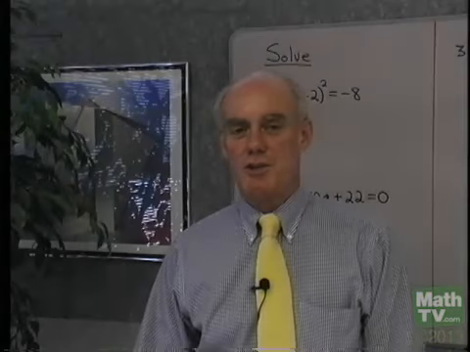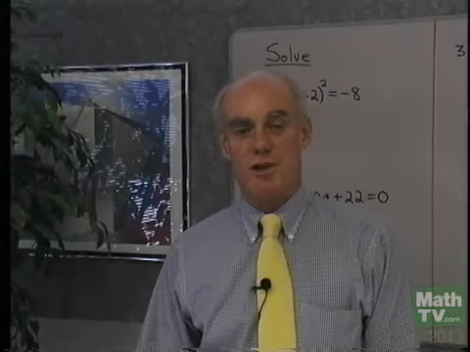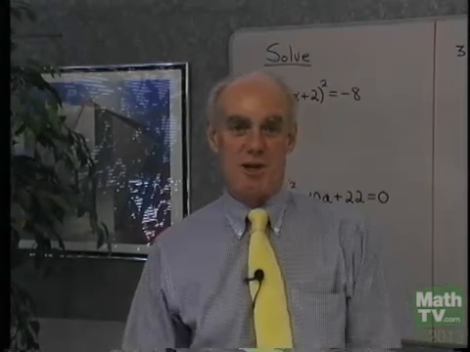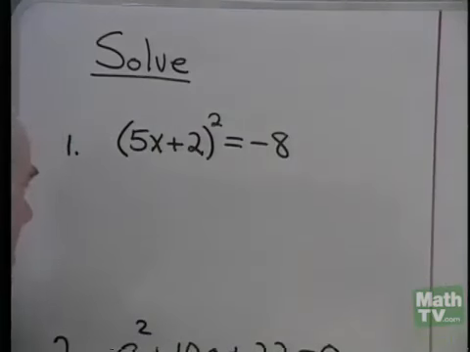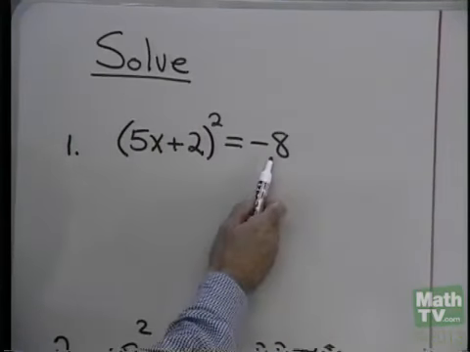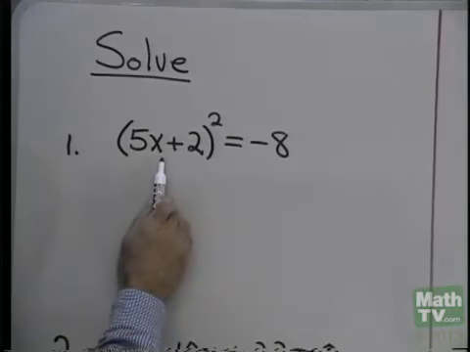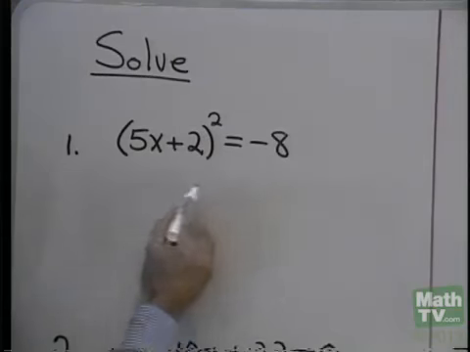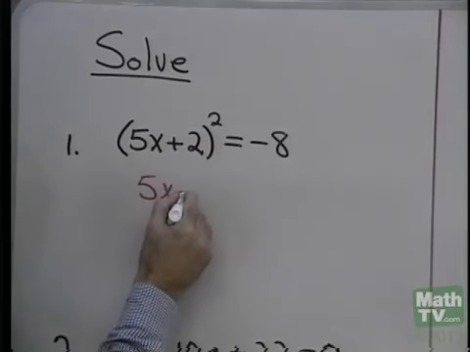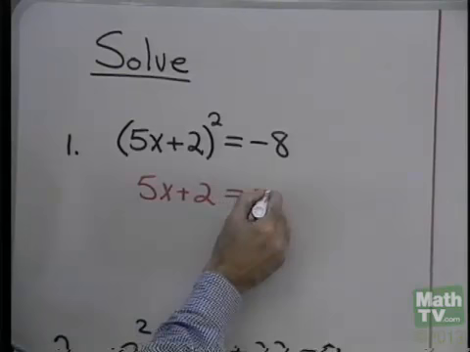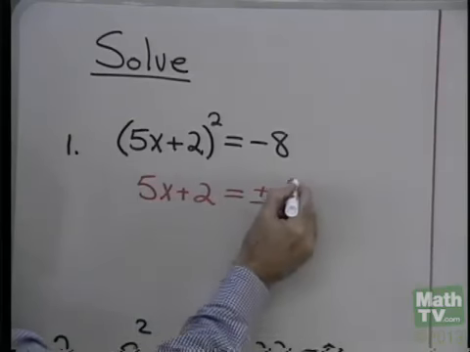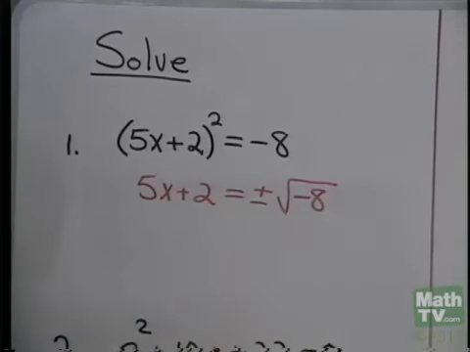We want to take a look at the solution to some quadratic equations where we solve them by what's called completing the square. Here's our first one. We have 5x plus 2 quantity squared is equal to negative 8. Now, to solve this equation right here, we say if the quantity 5x plus 2 squared is negative 8, then 5x plus 2 must be either the positive or the negative square root of negative 8.